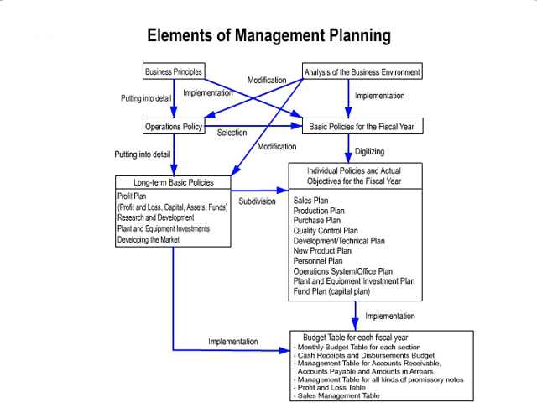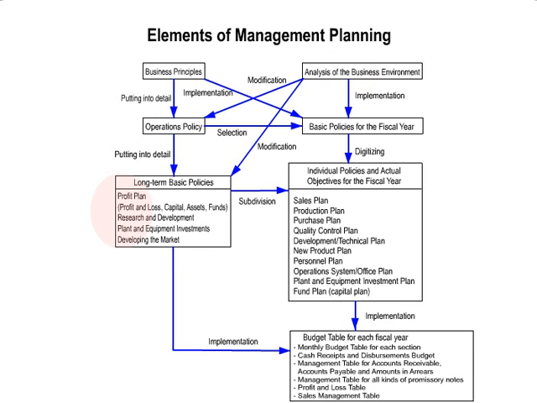B. Structure of management planning. Management planning is made up of the following elements with their respective relationships as indicated in the illustration. 1. Business principles, documented. 2. Operating principles, documented. 3. Analysis with regard to the business environment, documented.